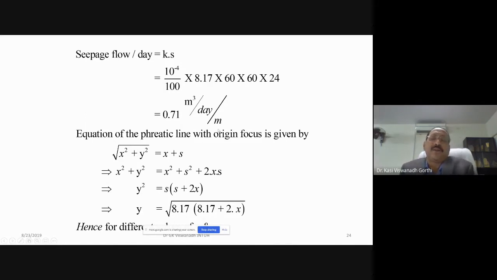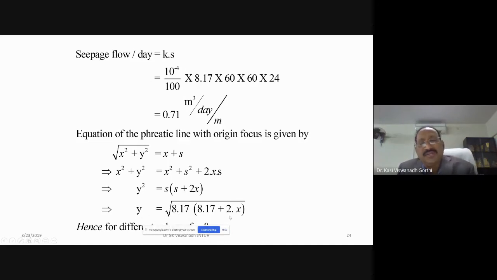The second part of the problem is to locate the phreatic line ordinates. To look at the phreatic line ordinates, we have the equation square root of x square plus y square is equal to x plus s. So x square plus y square will be equal to x square plus s square plus 2xs, or x square gets cancelled on the left and right hand side. Y square will be equal to s into s plus 2x, or y is equal to square root of s into s plus 2x.